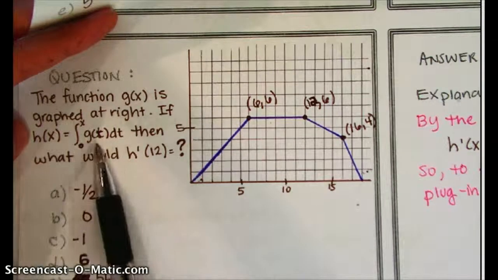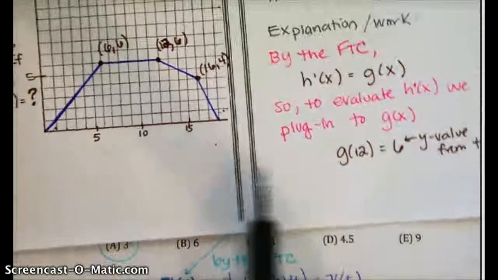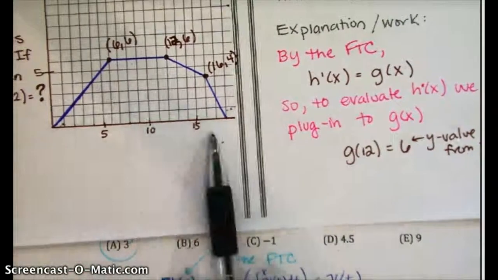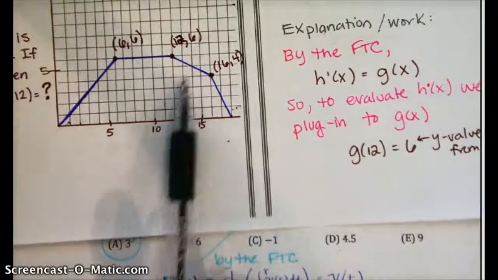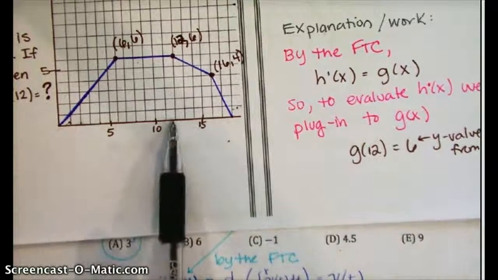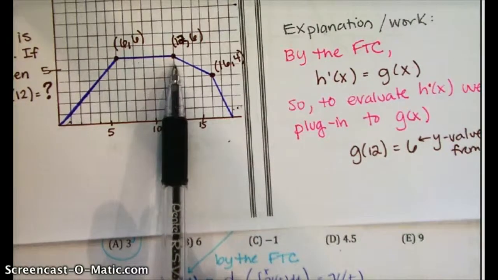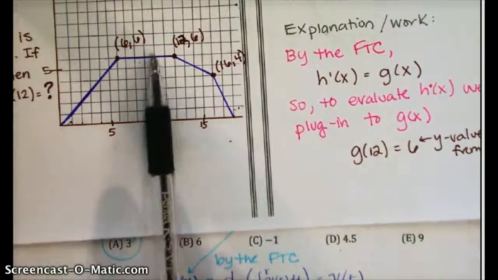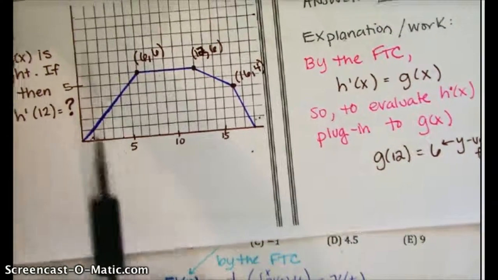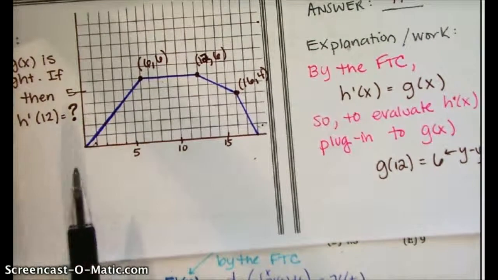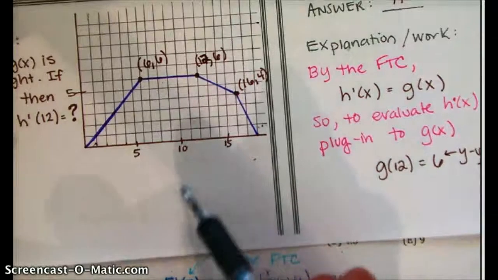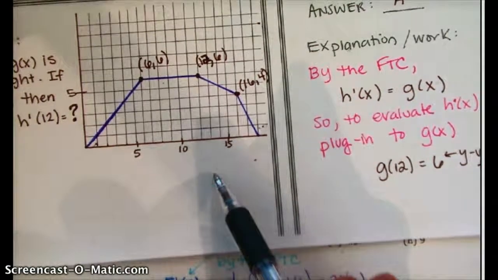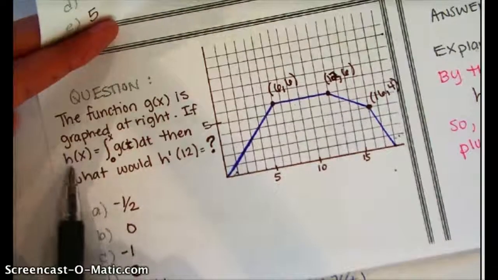If I plug 12 into g, it means I'm just reading the y value of g off of the graph, because this is the graph of g. So if I go to 12 on the x-axis and I go up, the y value is 6. You might have been tempted to find the area under the graph. Think about the fact that this is g. What would the area under the graph be represented as? Right, it would be the integral of g. In other words, that would be h itself, not h prime.